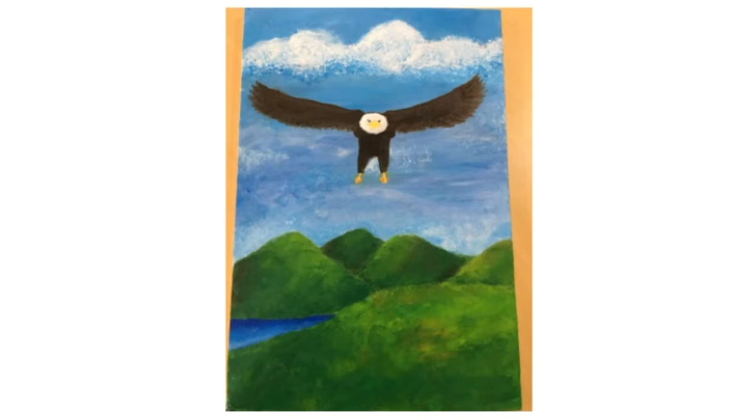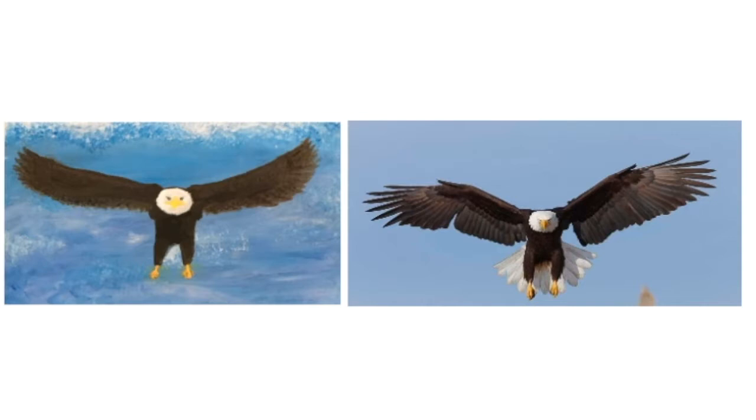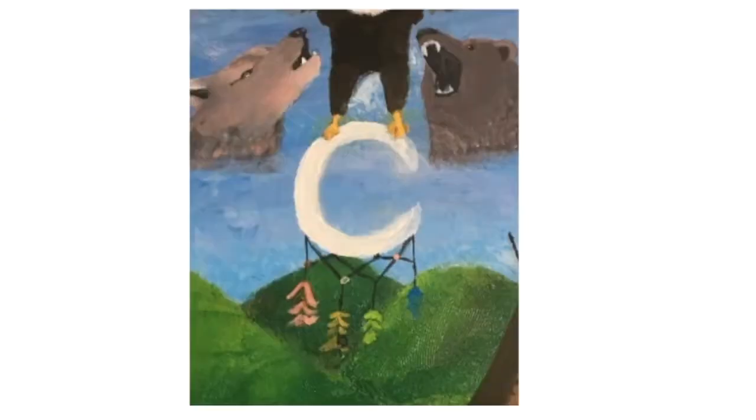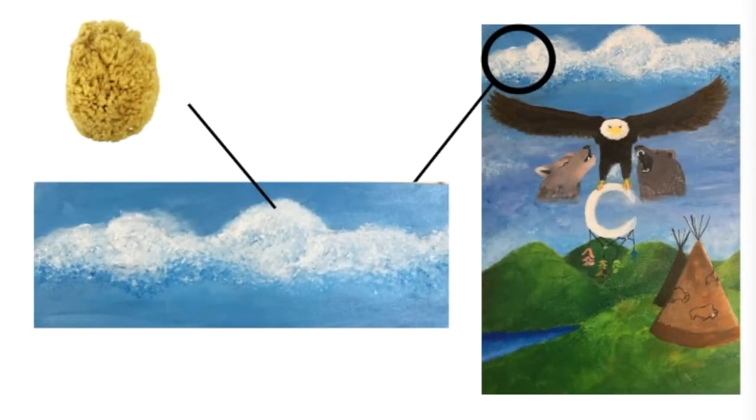To make it more realistic, I tried to base the animal off of a real photo. However, it did not look relatively close to the photo. Below the eagle is the dream catcher. The dream catcher is a very important part of Native American culture. I used a sponge to create more of a fluffy look to it.